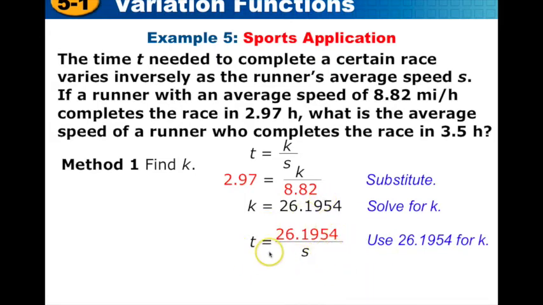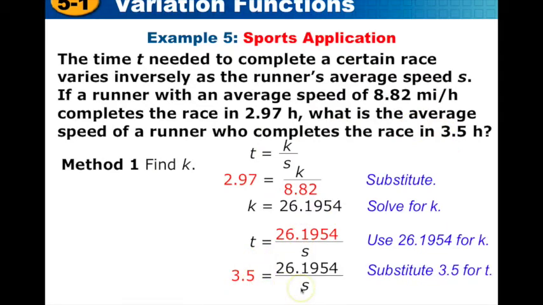We can plug that back in and write in our equation. So here's our equation right here. And now we can plug in the second things that they give us to answer the question. What is the average speed of a runner who completes the race in 3.5 hours? So plug 3.5 in for t and go ahead and solve for s. Notice that to solve for s here, you're going to be dividing those two numbers. S is 7.48.